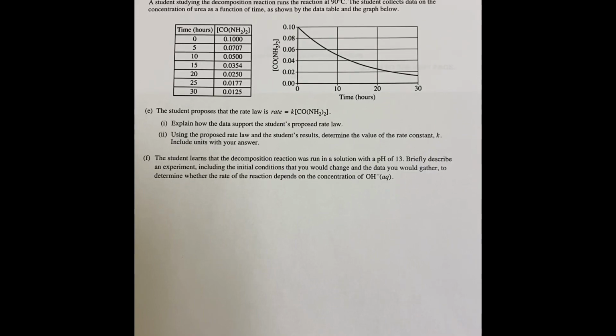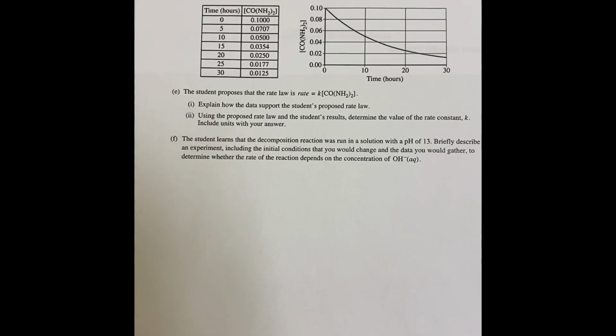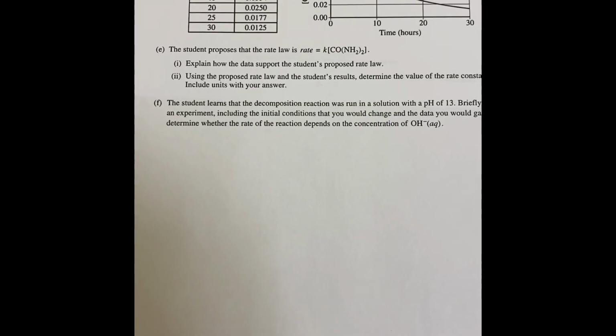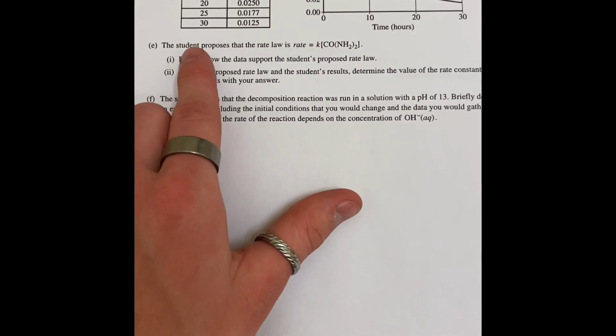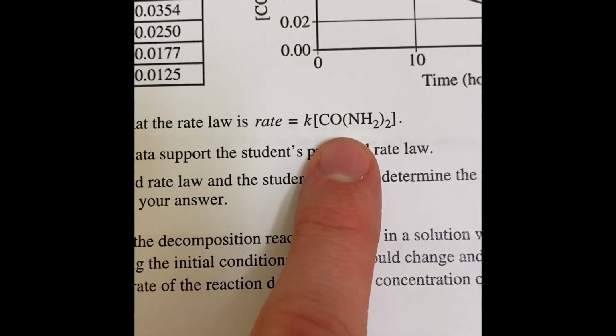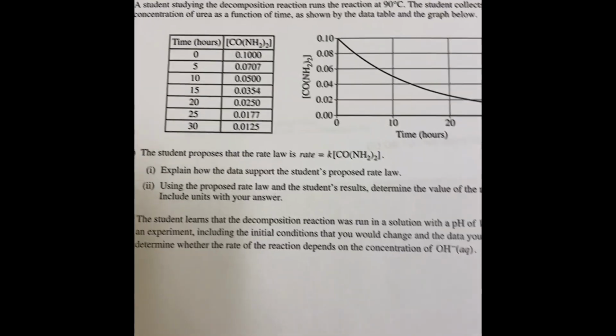Now, in part E, we are given the decomposition reaction of urea, and we are given a graph and table to also represent this decomposition reaction. Our prompt then asks us to explain how the table and graph support a student's claim of the rate law being this. So this problem takes us back to topic 5.3, which is concentration changes over time. And we must recognize from the graph and from the table that this is indeed a half-life reaction.